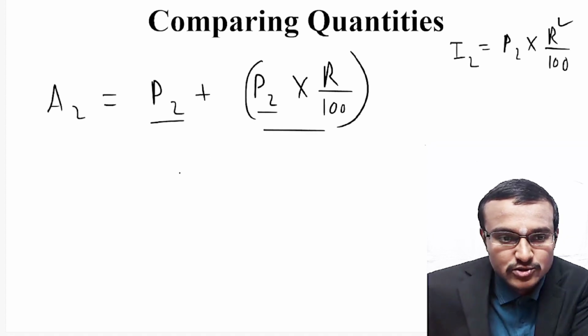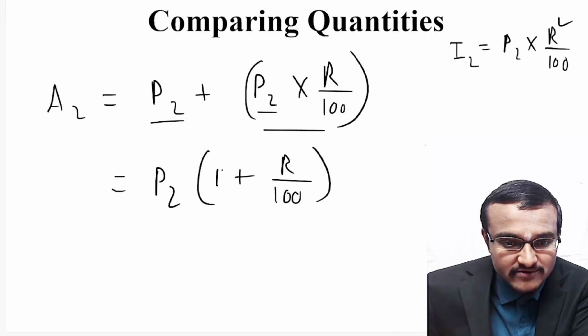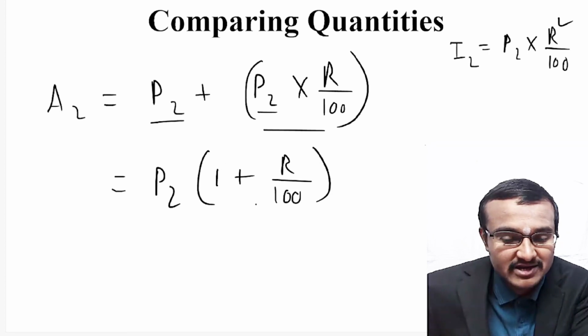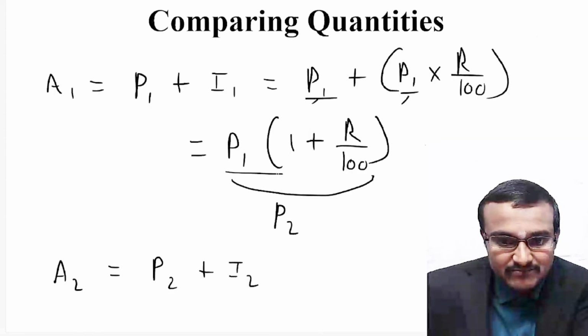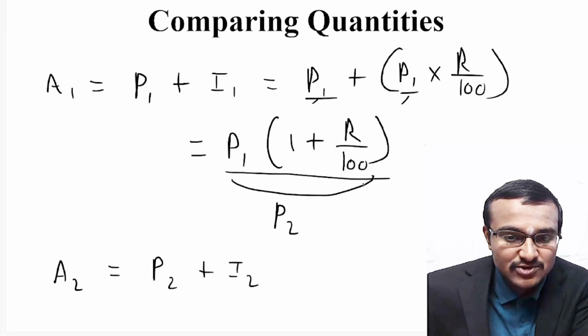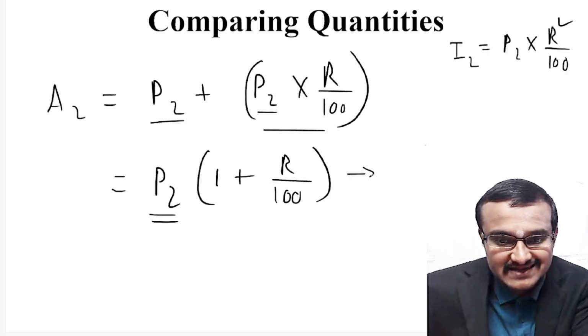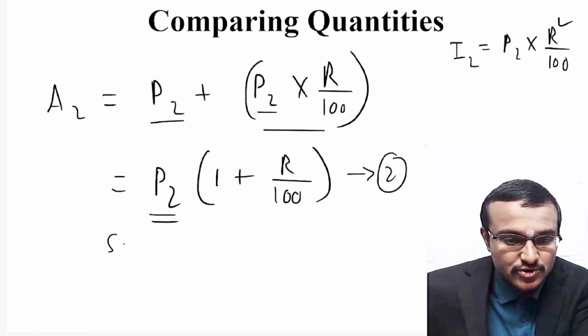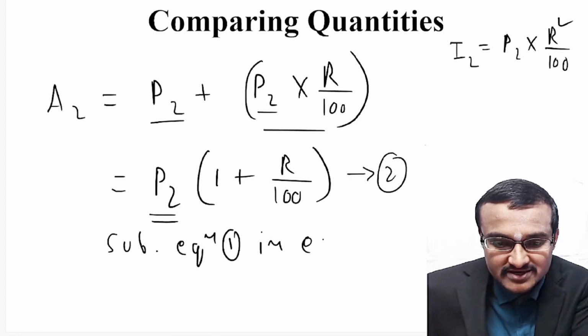Now you can take P2 common here. When you take P2 common, it will become 1 plus R by 100. Here also, P2 you have taken, so 1 will be there, and when you take P2 from here, R by 100 will be there. So what is P2? P2 is actually P1 into 1 plus R by 100, so that you can substitute. If you take this as equation 1 and this as equation 2, you can substitute equation 1 in equation 2.